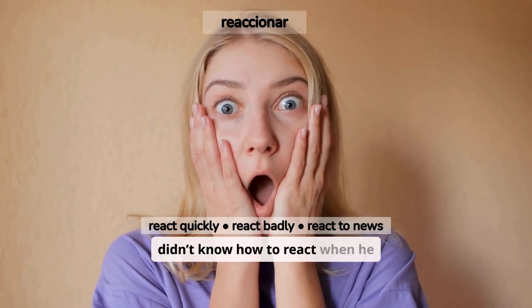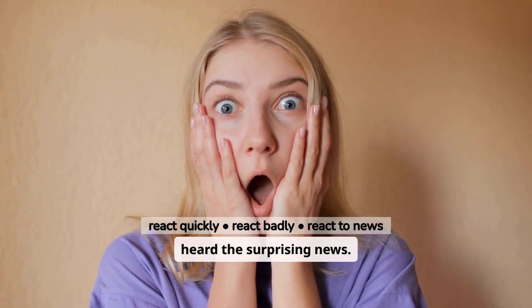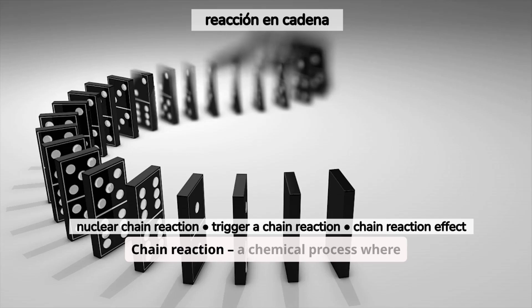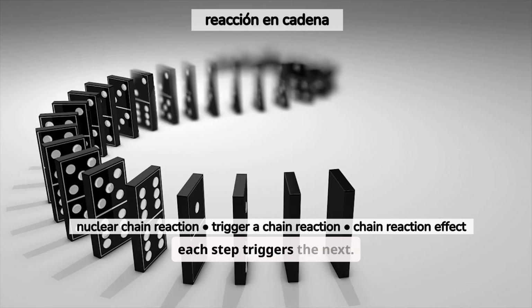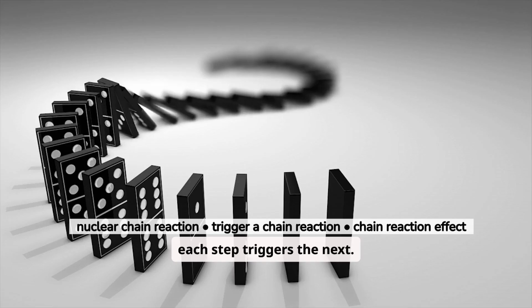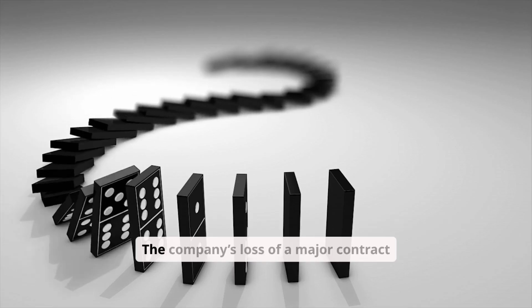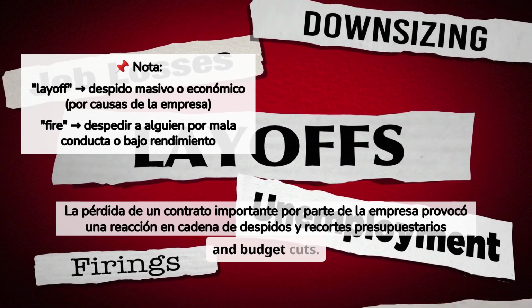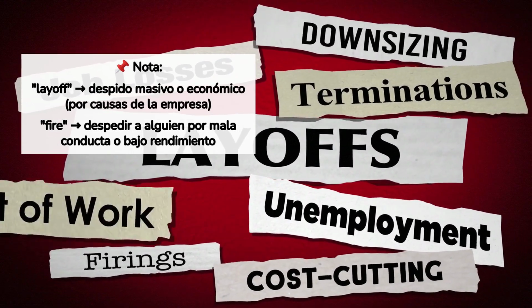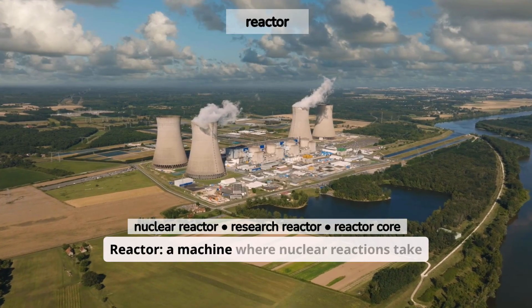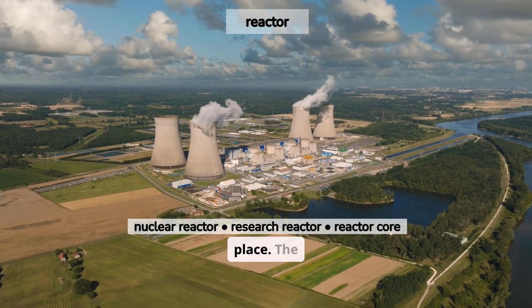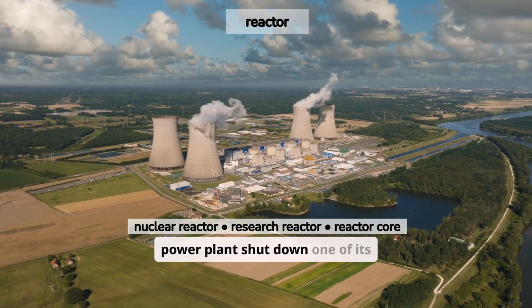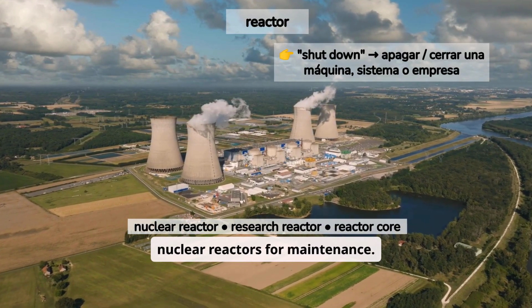She didn't know how to react when he heard the surprising news. Chain reaction. A chemical process where each step triggers the next. The company's loss of a major contract set off a chain reaction of layoffs and budget cuts. Reactor. A machine where nuclear reactions take place. The power plant shut down one of its nuclear reactors for maintenance.